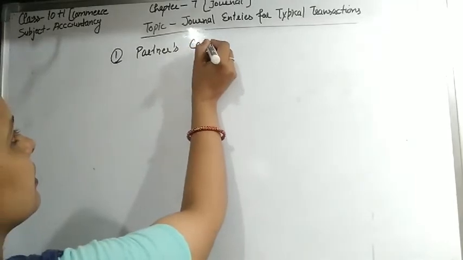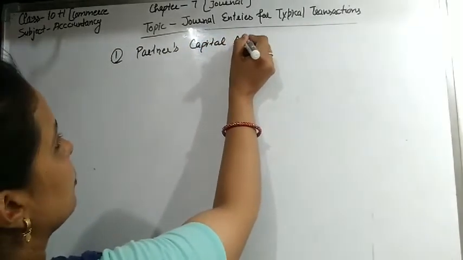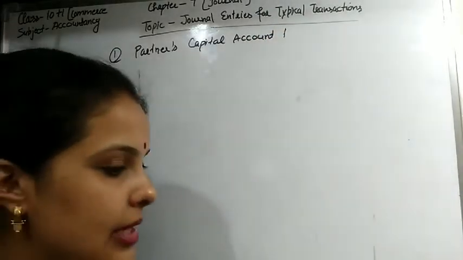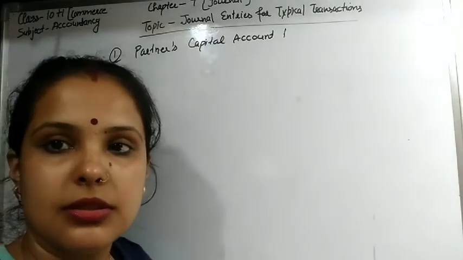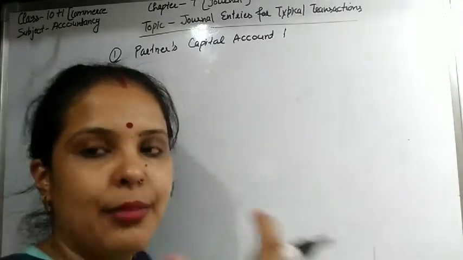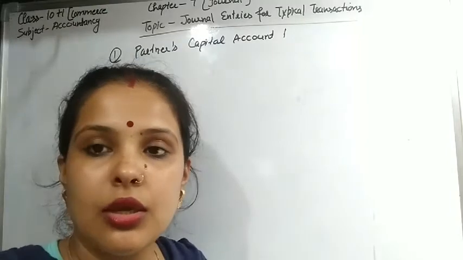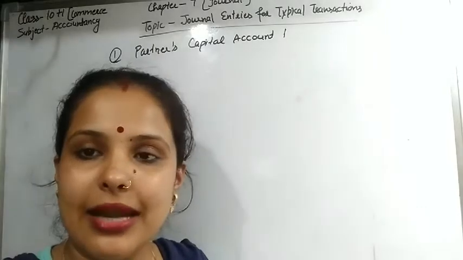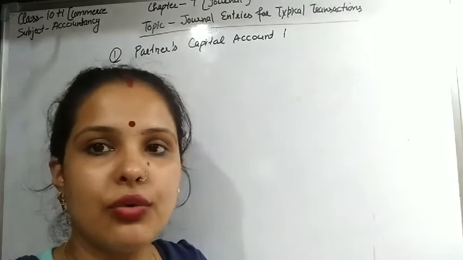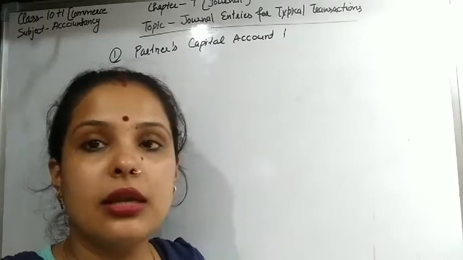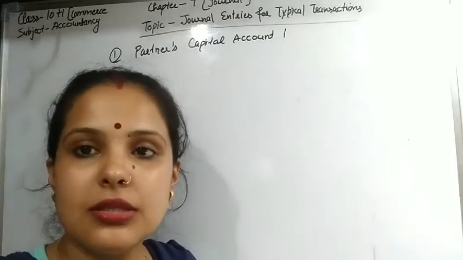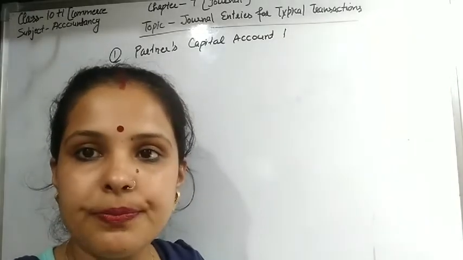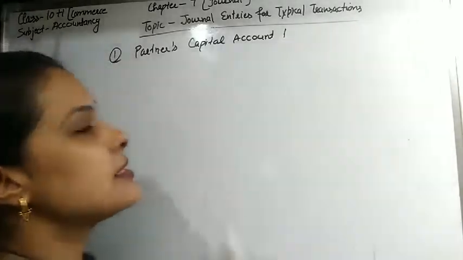Partners capital account. In this, capital is introduced by two or more persons. The transaction is that Ram and Sham introduce capital. Previously you know that when business is started with cash, we pass the journal entry cash account debit to capital account. But here capital is introduced and business is started by two persons in their partnership firm. That's why I'm writing here the partners capital account.